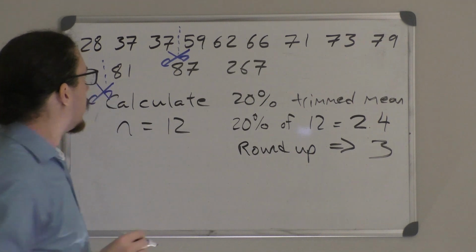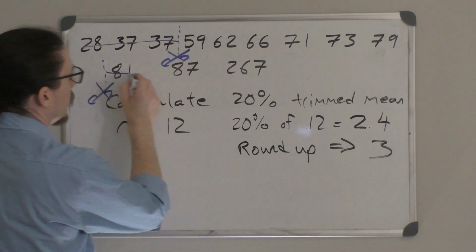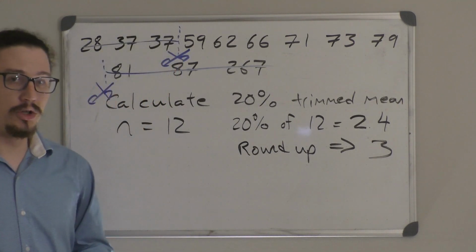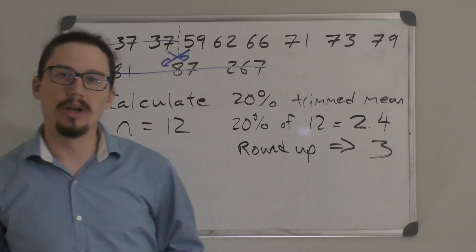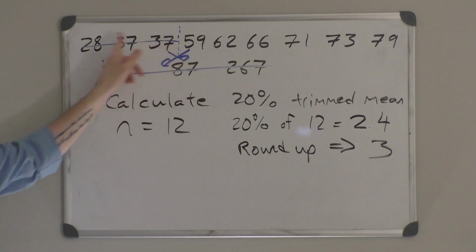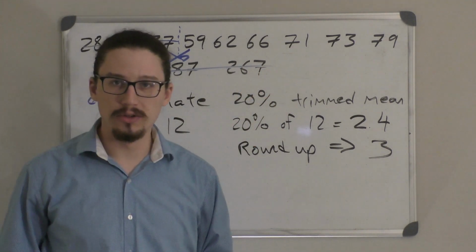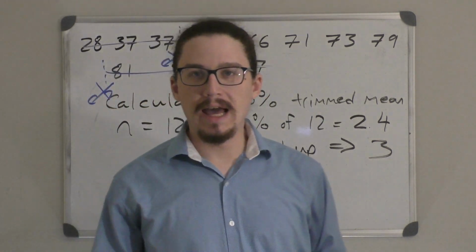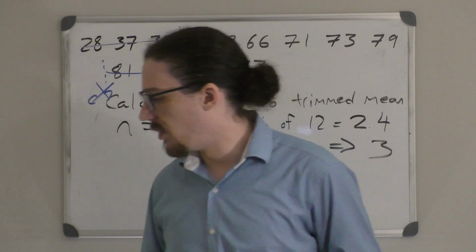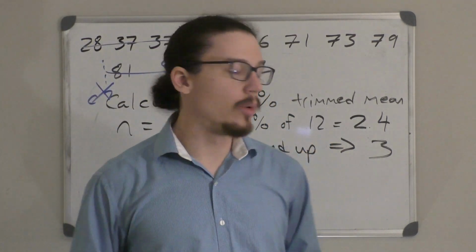We're gonna trim those values. So I'm going to leave these up here, but I'll run a line through here. Again, we're trimming. You don't have to draw the scissors, but it is fun in my opinion. So we're going to cut the 3 lowest values and the 3 highest values.